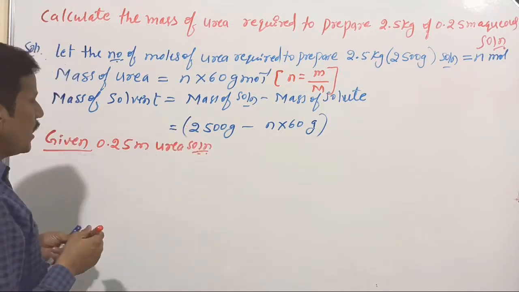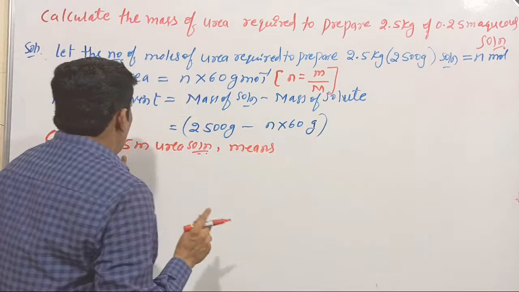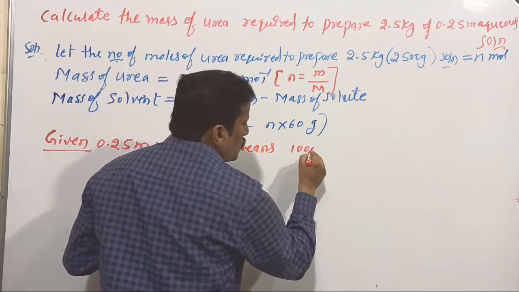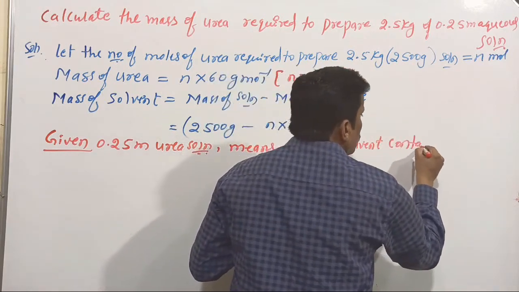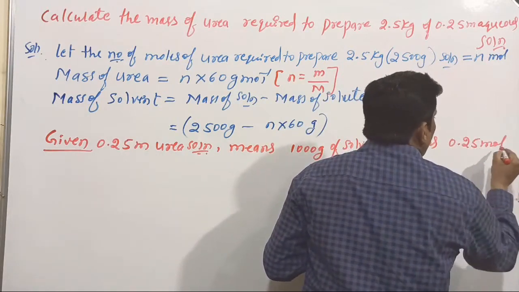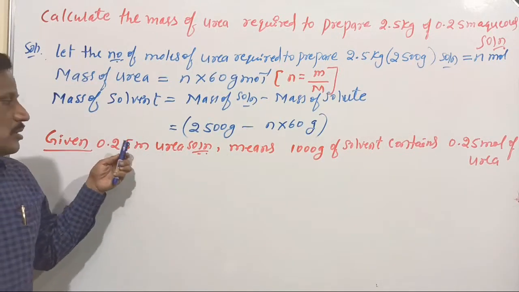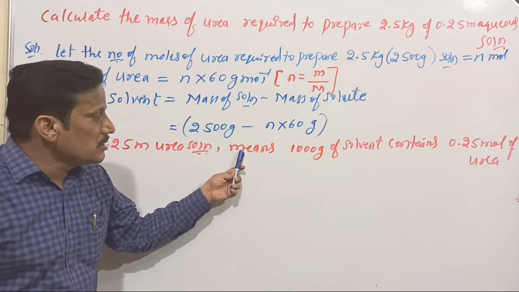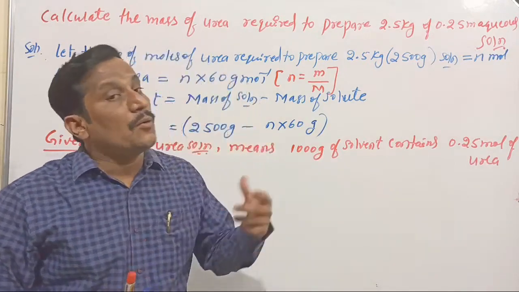From this, what can we understand? It means that 1000 grams of solvent contains 0.25 moles of urea. 0.25 molal urea solution means 1000 grams of solvent contains 0.25 moles of urea. Why is it like that?